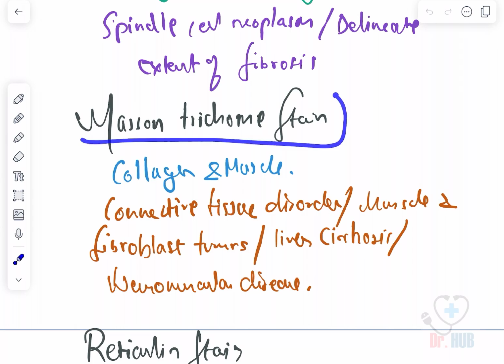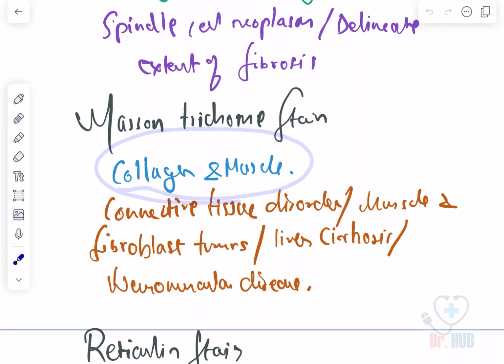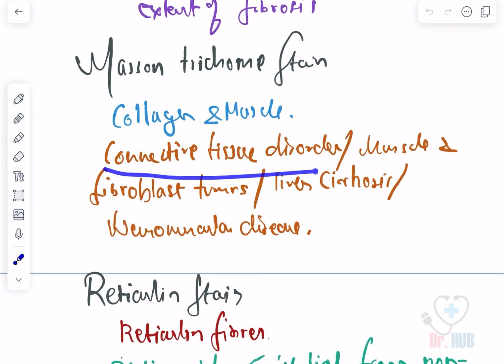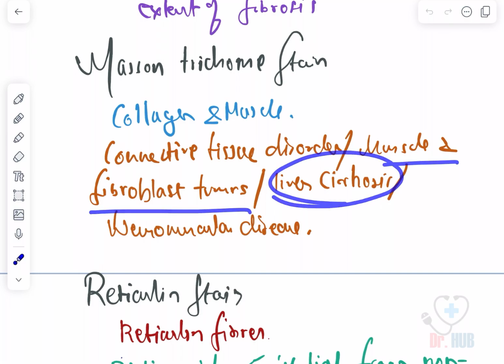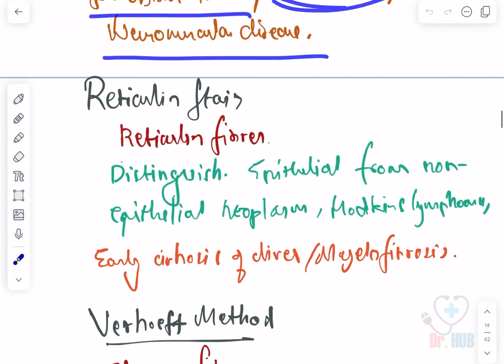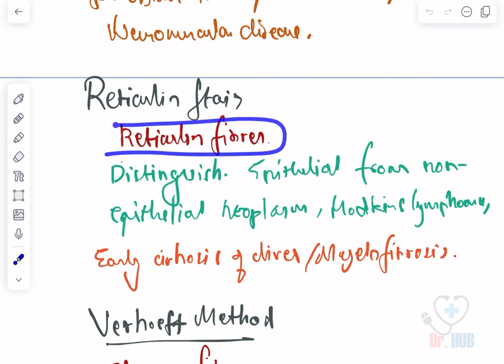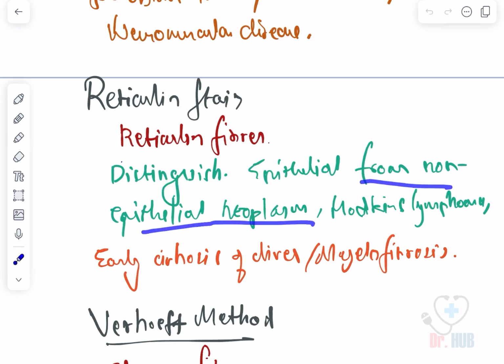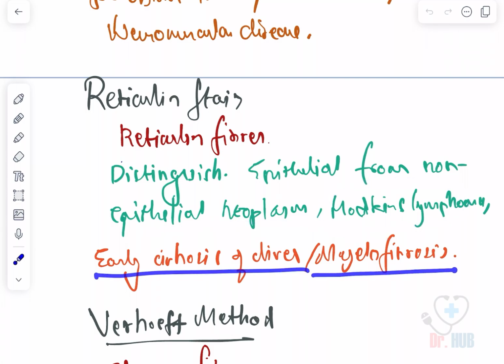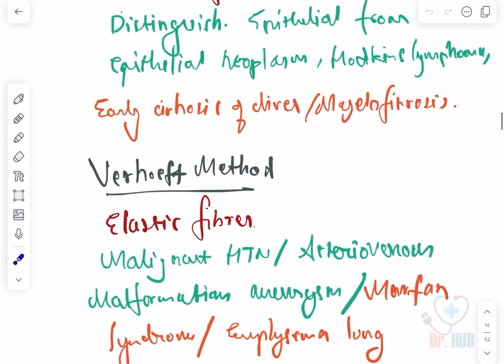Next looking at the Masson trichrome stain. Here it is about the collagen and the muscle and it shows connective tissue disorders, muscle and fibroblast tumors, liver cirrhosis as well as the neuromuscular disease. Then we look at the reticulin stain. So here reticulin fibers are present and they distinguish the epithelial from the non-epithelial neoplasms. Then Hodgkin's lymphoma as well as they show the early cirrhosis of the liver and the myelofibrosis.